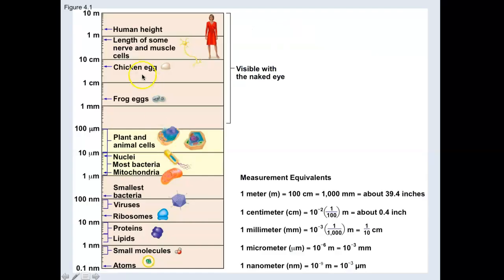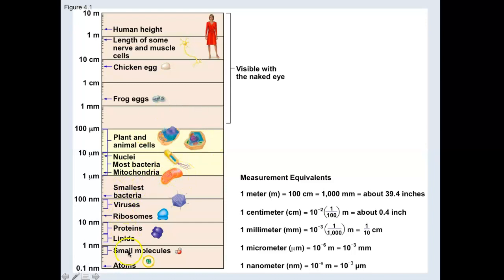And then this is just a scale for what you can see. So what's visible with your eyes, right? These are the measurements. So 10 meters, 1 meter, 10 centimeters, 1 centimeter, frog eggs fall something around a little bit bigger than 1 millimeter. And then there are objects that you can see with the microscope. You can see plant and animal cells, you can see the nuclei, you can see most bacteria and mitochondria. So you can see those items with a microscope.